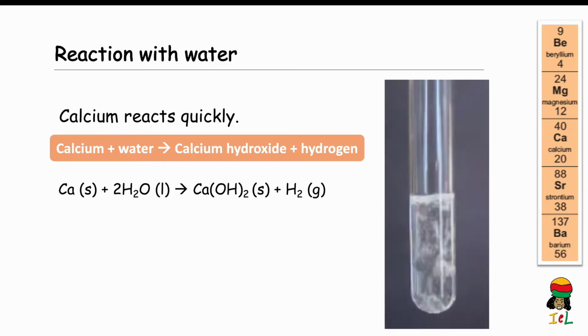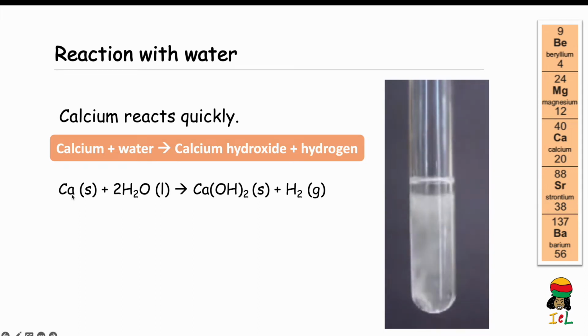For the chemical equation, we have calcium, Ca, in the solid state reacting with water, H2O, in the liquid state to produce calcium hydroxide precipitate, Ca(OH)2, and hydrogen, H2. The chemical equation is balanced by putting the number 2 in front of the formula for water. Therefore, we now have equal numbers of each atom on either side of the equation.